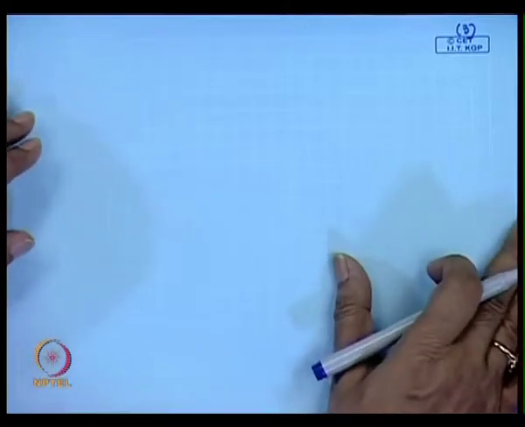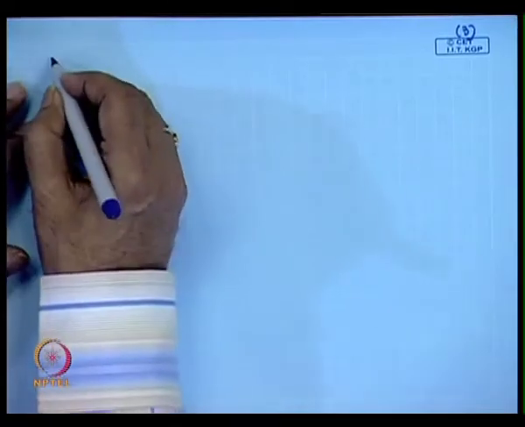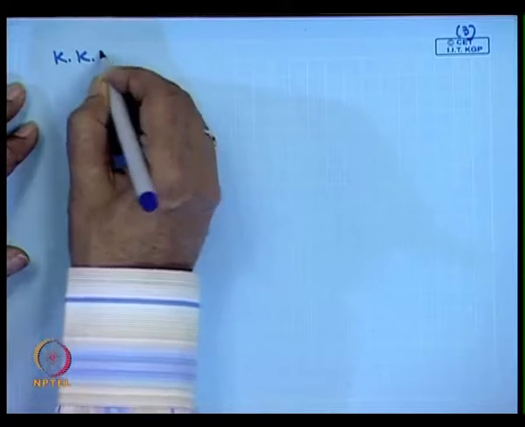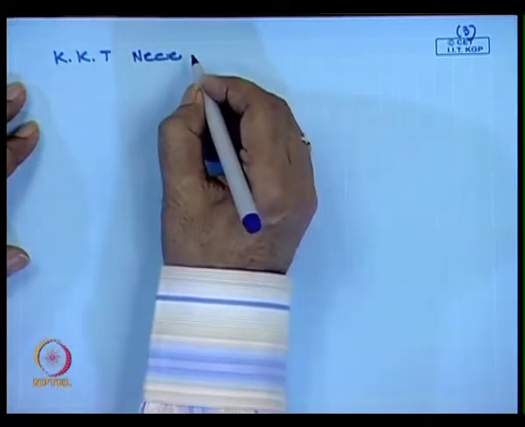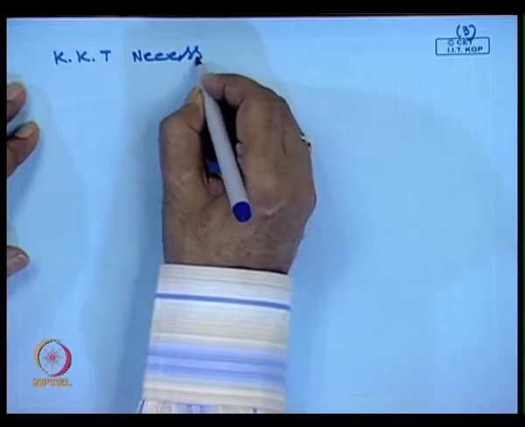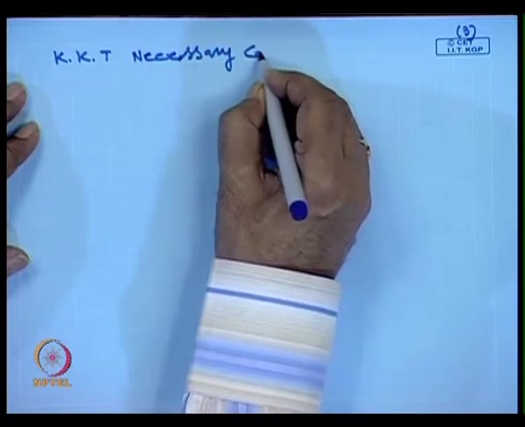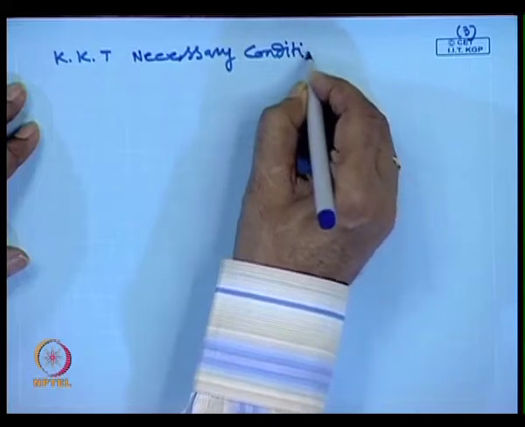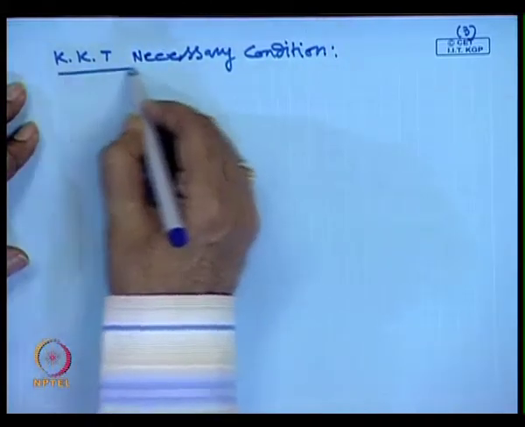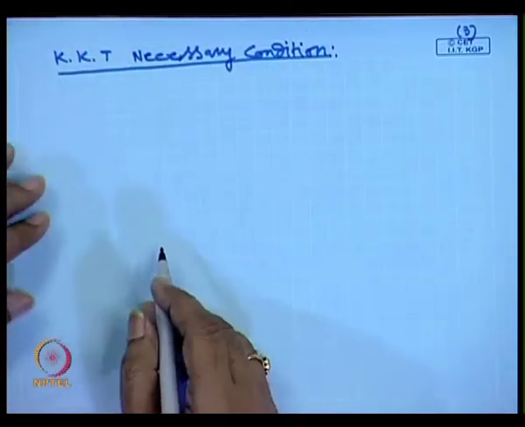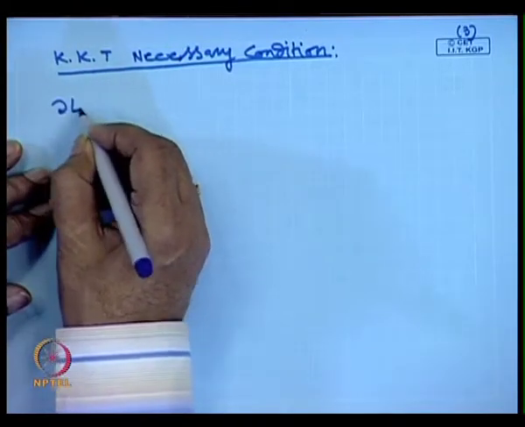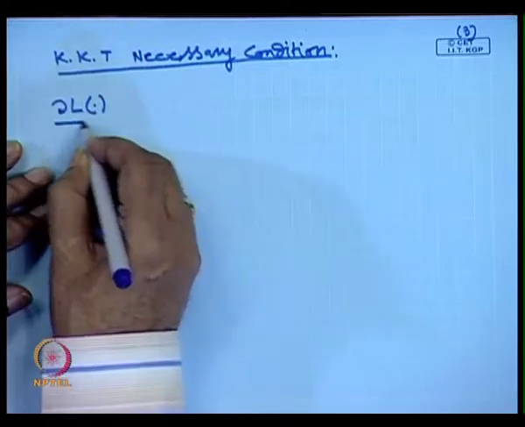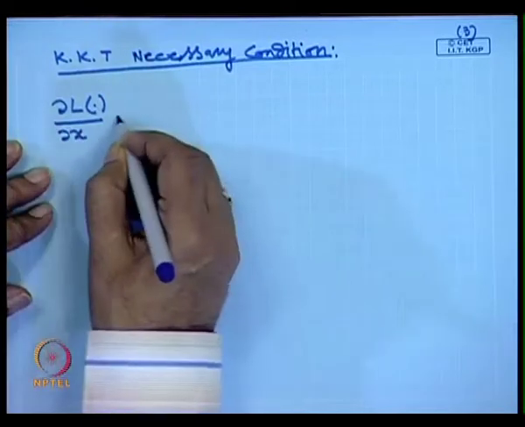So now we can easily write the KKT necessary conditions to have the minimum value of the function. What is the necessary condition of KKT? Differentiate the Lagrangian function L with respect to x.